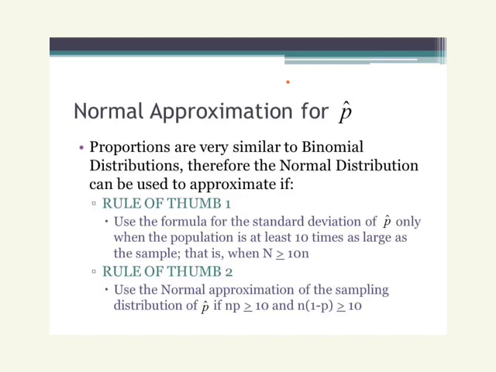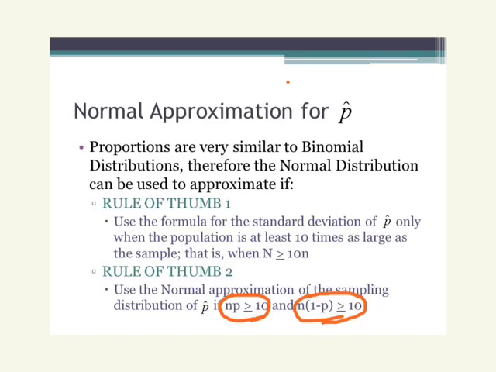So if I skip down to rule number 2, notice that that's one of the things that we state, all right? Just like our binomial distribution, as long as n times p and n times 1 minus p are both greater than or equal to 10, well, the normal distribution is appropriate for us to use in this setting, okay?